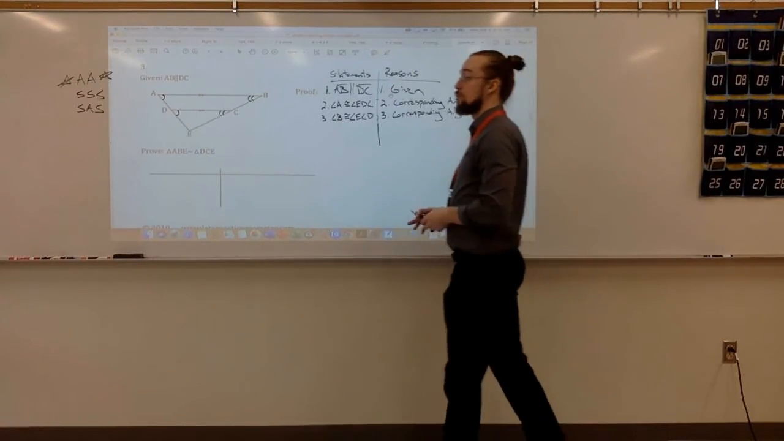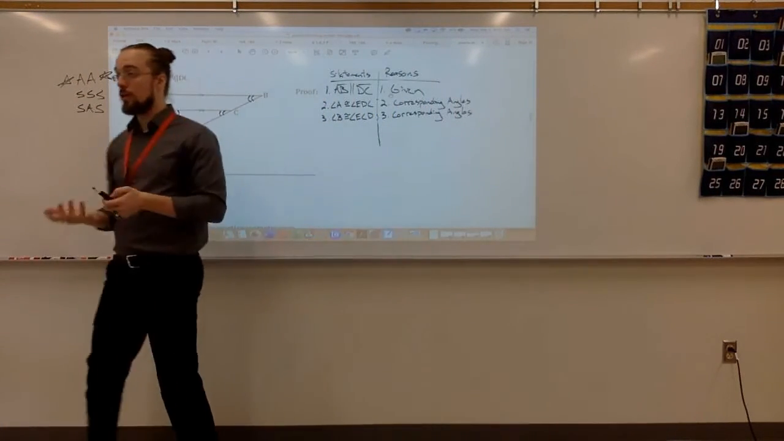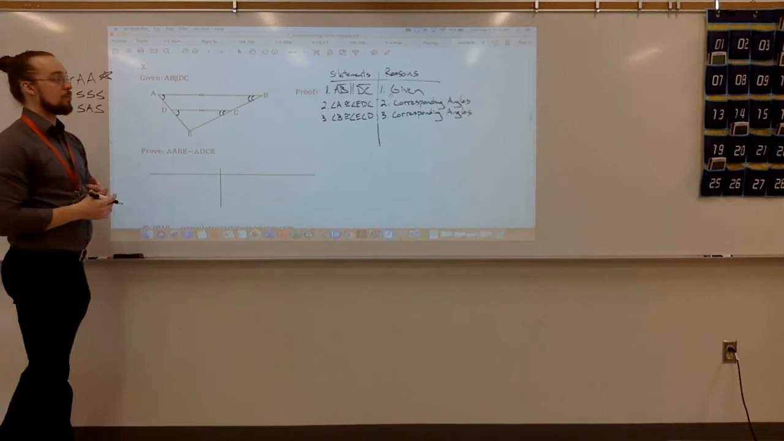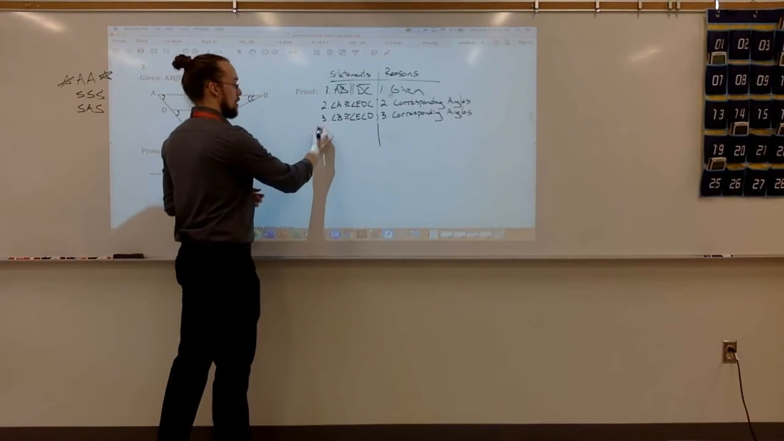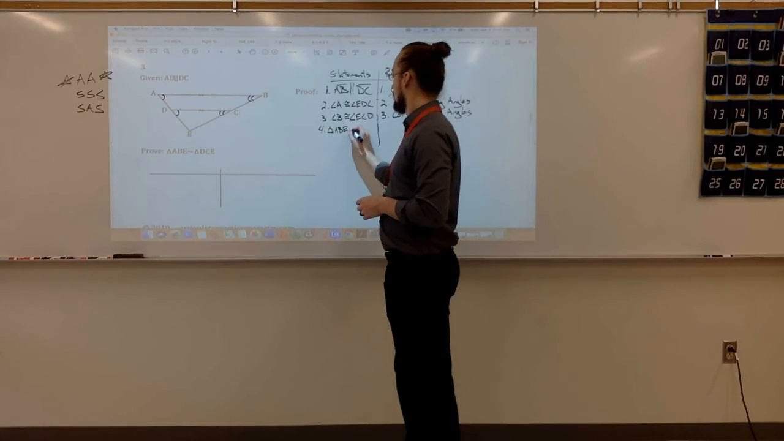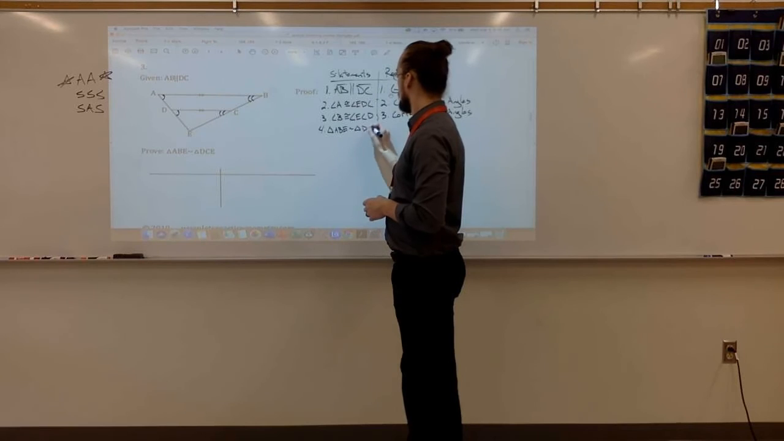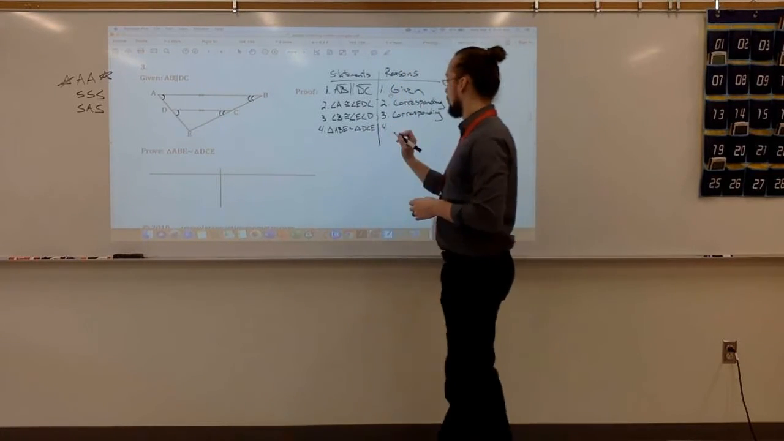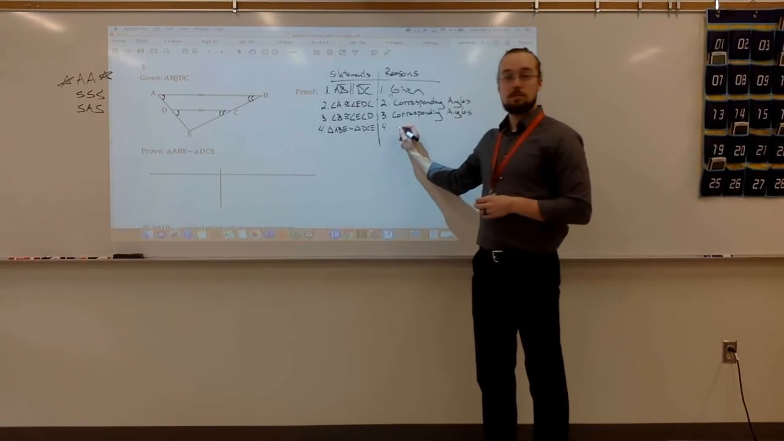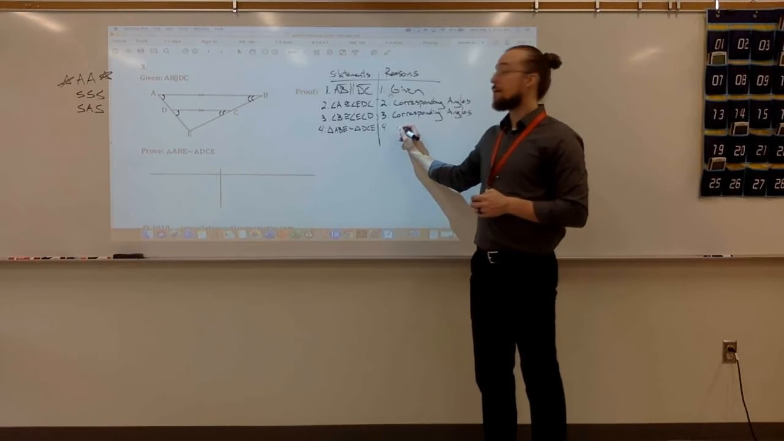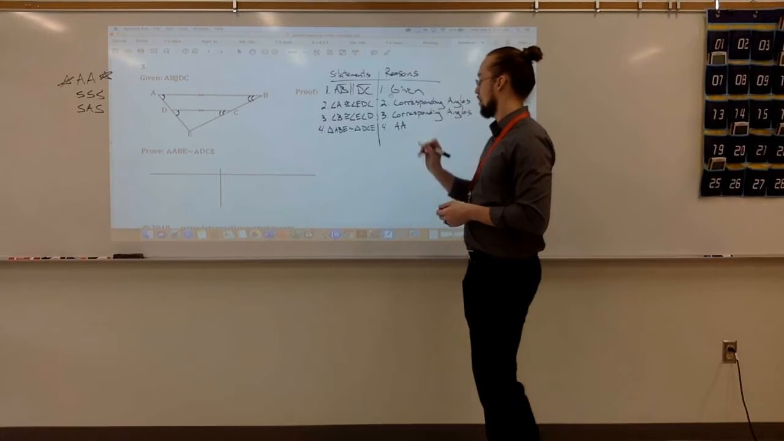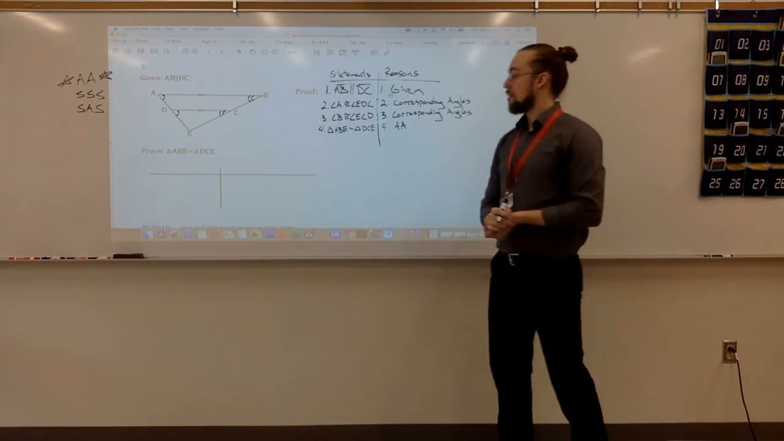So I've shown that 2 pairs of angles between these 2 triangles are congruent. I'm done. I can now say that the triangles are similar. So triangle ABE is similar to triangle DCE. What would my reasoning be? Which one? Angle. Okay.